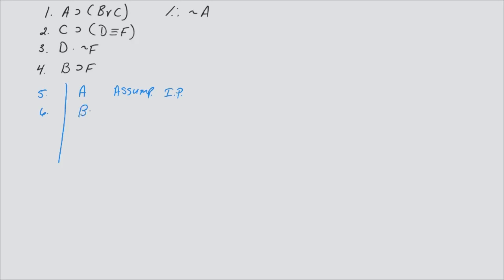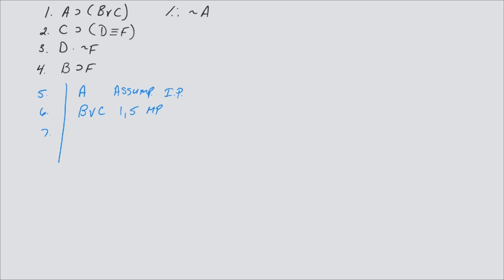So I get B or C from lines 1 and 5, modus ponens. And now that I've got B or C, I look, and there's nothing I can really do with that at this point. I see a B in line 4, but that's in a horseshoe statement. But line 3 sort of jumps out at me. I say, well, that's a nice simplification move, right? That's going to give me some more pieces to work with.